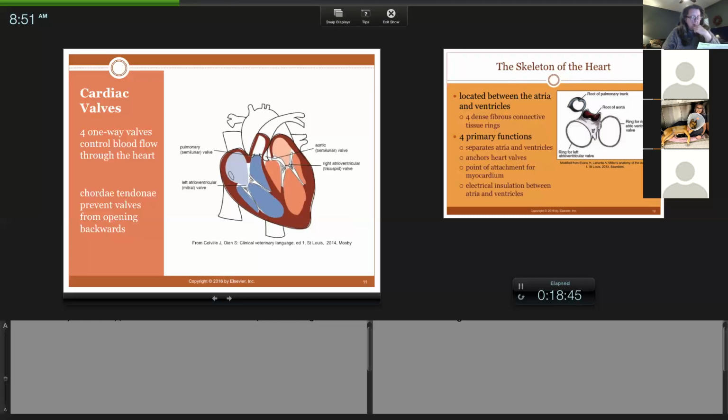The aortic valve is located between the left ventricle and the aorta. So here's the left ventricle. It's hard to see because it's literally behind here. It's back here, and it is going to be open during ventricular systole, and it's going to be closed during ventricular diastole. Same thing. When the ventricle fills in diastole, it's going to prevent blood from going backwards.